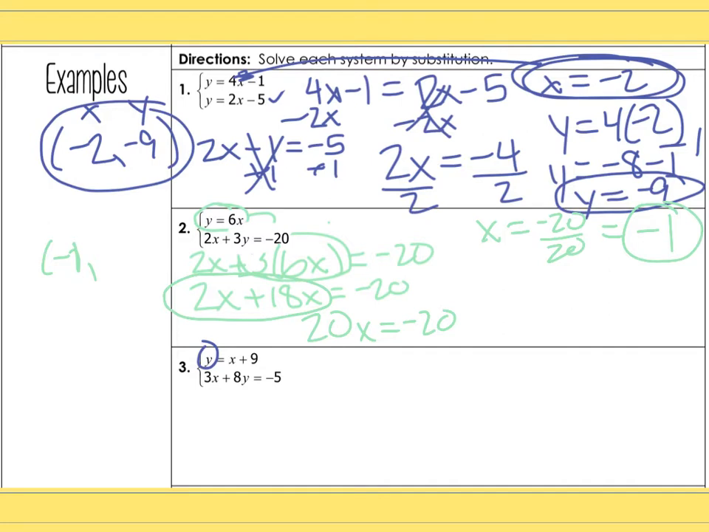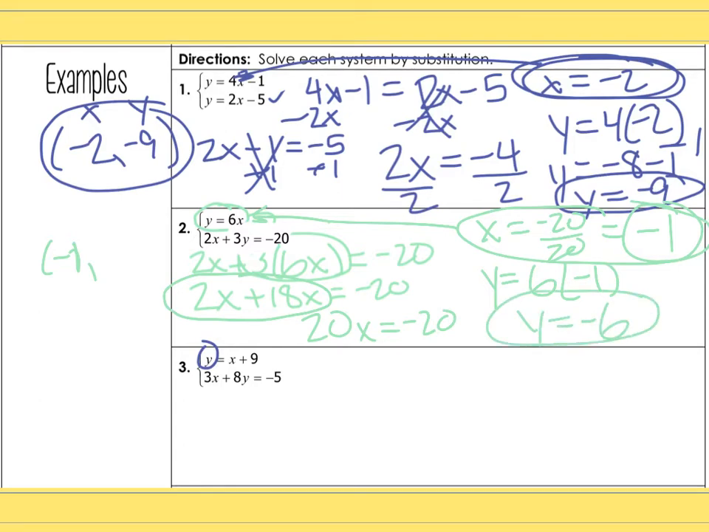And step 3, we're going to take this whole thing, x equals negative 1, and we're going to plug it right back into the first equation we used. So y is equal to 6 times that x. X is negative 1. Y equals negative 6. That's the other part of our answer.